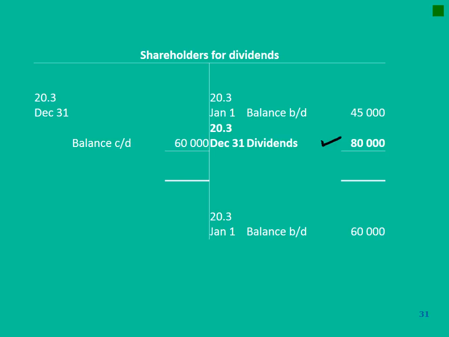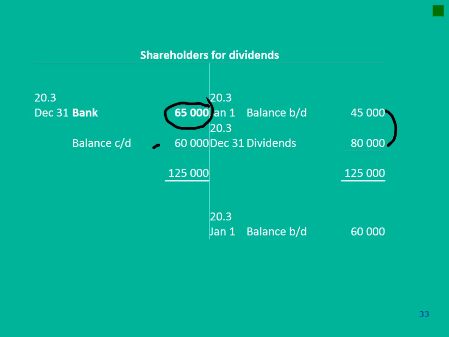And we credit shareholders for dividends because we now owe them $80,000. So we add together the $80,000 that we owe them for this year plus the $45,000 that we owe them from the beginning of the year, giving us $125,000. So now if we subtract what we still owe them at the end of the year, it means we must have paid them the difference, which is $65,000. So that entry would have been debit shareholders for dividends, credit bank. So remember we said you can take the opening balance plus what the dividend amount was, subtract the closing balance, and you'll get the amount paid for dividends.